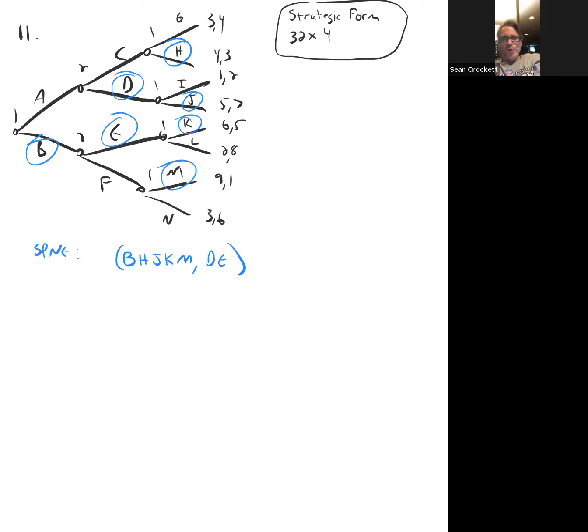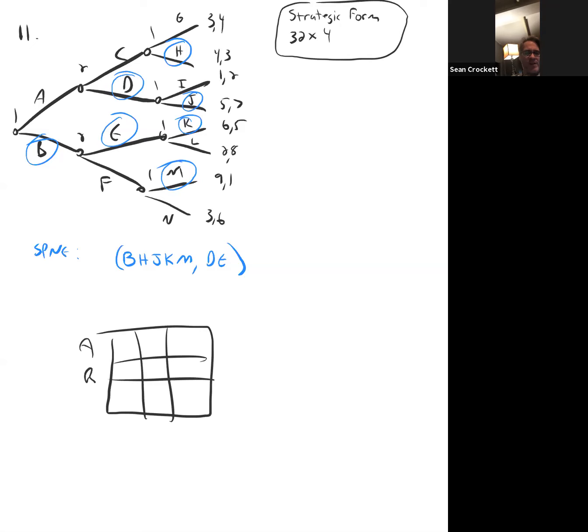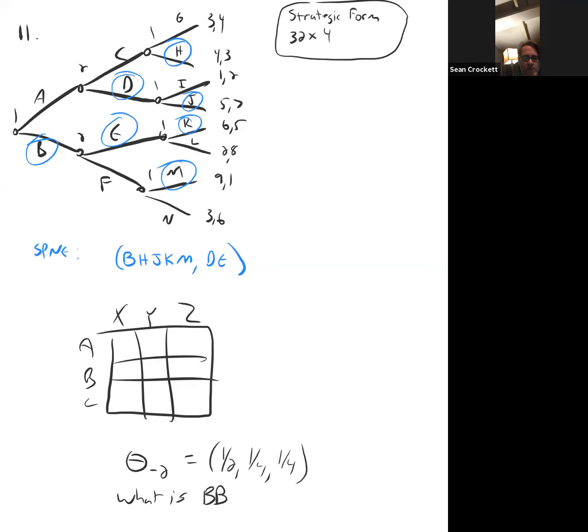Chapters 2, 3, 4, 5, and 6 are mostly there to help us get to that point where we can start talking about how people play games. But I will probably throw in a couple questions like, hey, here's a matrix with rows A, B, C and columns X, Y, Z. If theta minus 2 equals 1/2, 1/4, 1/4, what is the best response of player one? What is the best response of player two to theta minus 2? So I could ask something like that.